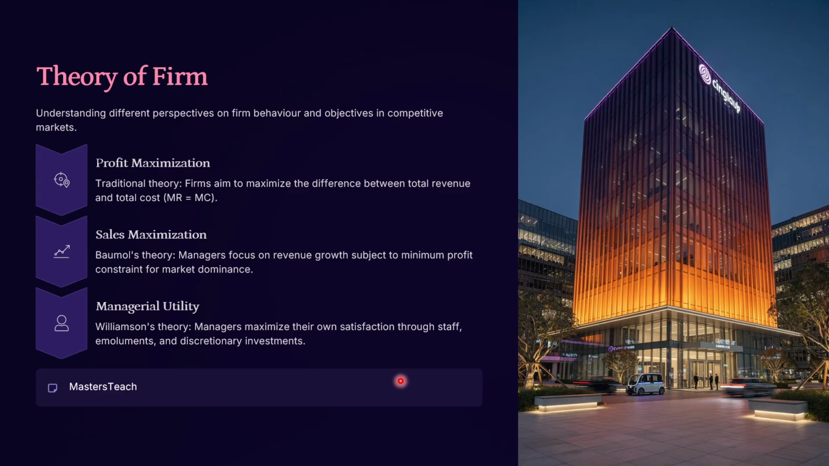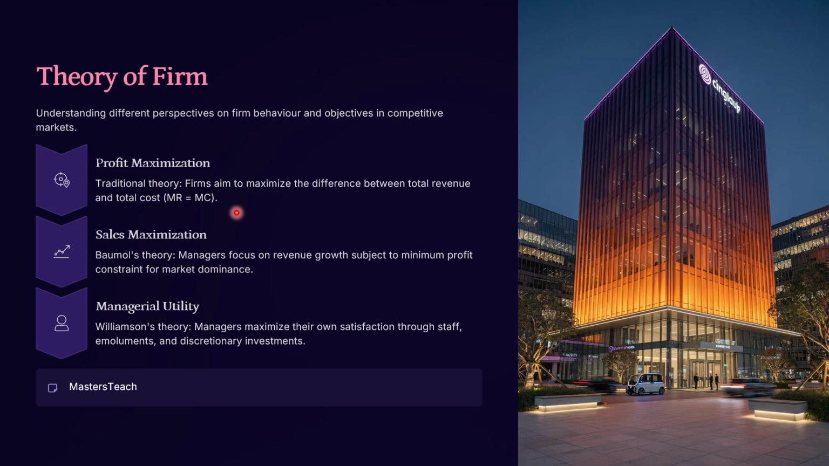Then theory of the firm, where you have to write the different types of theories of the firm. One is profit maximization, also called the traditional theory. The firm or company aims to get the maximum difference between total revenue and total cost, where MR is equal to MC.